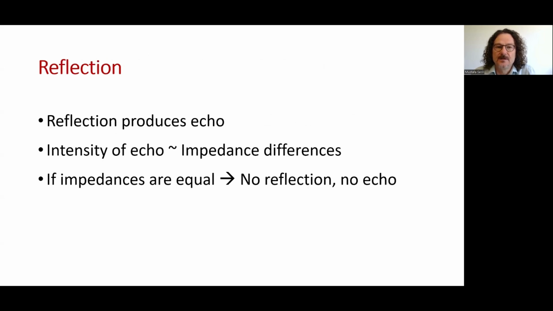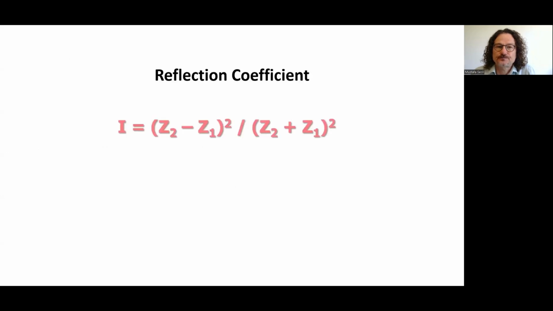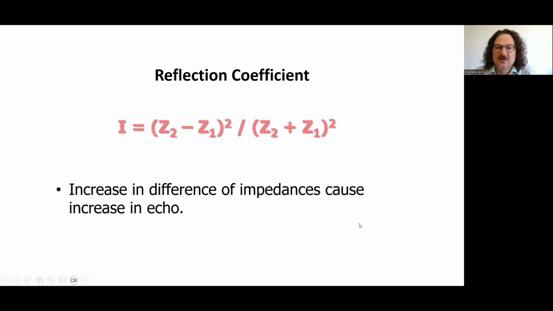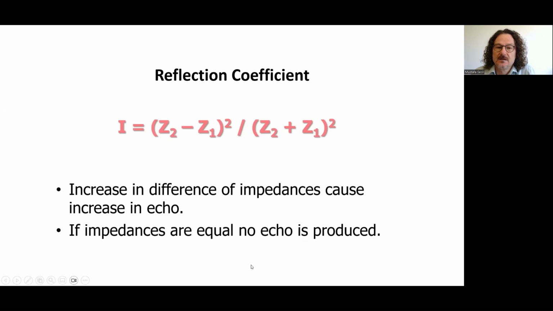Reflection produces echo. The intensity of the echo is proportional to the impedance differences. If impedances are equal, no reflection, no echo. The reflection coefficient determines the basic reflection physical event. It's defined as the square of the difference of the impedances over the square of the sum of the impedances. What does that mean? An increase in the difference of impedances causes an increase in echo. If impedances are equal, this will be zero, so no echo will be produced.